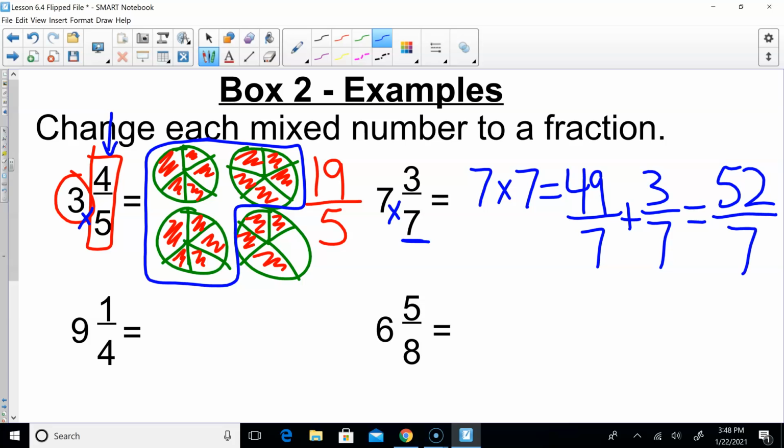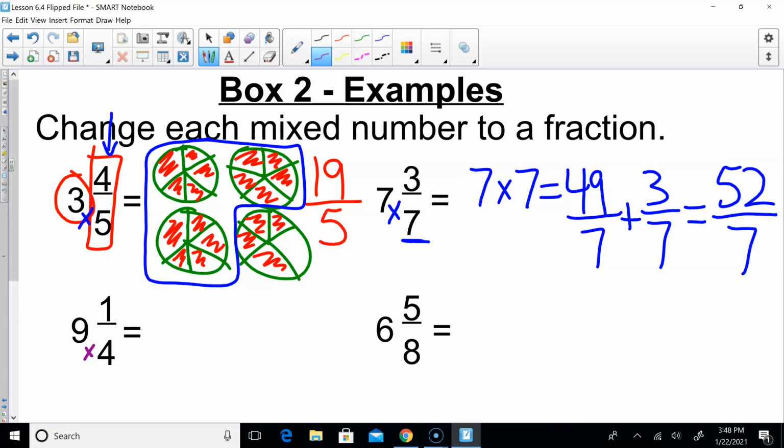So you might be thinking, whoa, what's going on? There's a lot of things going on there. We'll walk through a few more examples to really help you out. So let's take a look at the ones we have on the bottom. 9 and 1/4. That means each whole is cut into fourths, and I have 9 whole of them. So it would be 9 times 4.